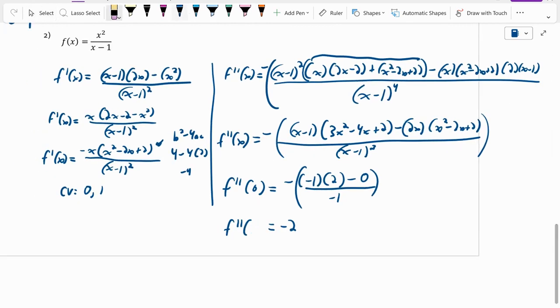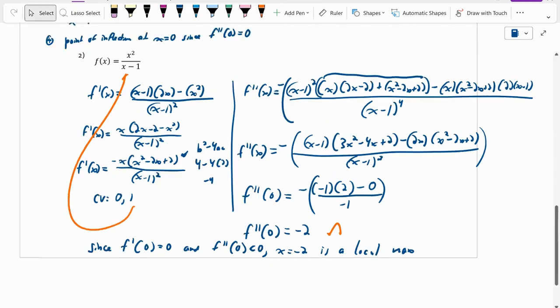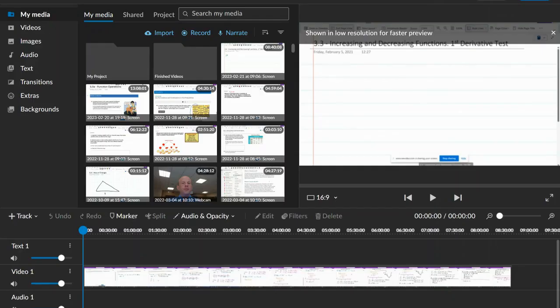And so since I know that, I don't need to finish the derivative. I can just say since f prime of 0 is 0 and f double prime of 0 is less than 0, x equals 0 is a local max, again, because that would come from a region of concave down. Also, we don't worry about 1 because 1 is excluded from the domain of the original function, so it can't possibly be anything. That's it.